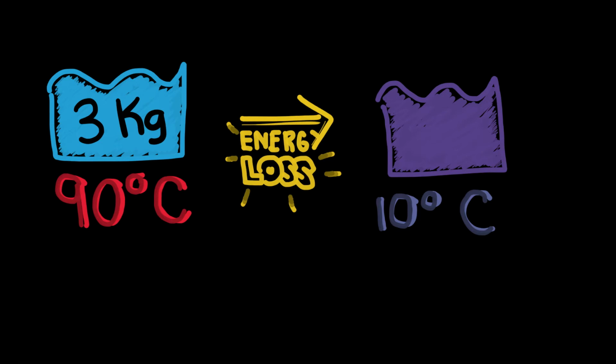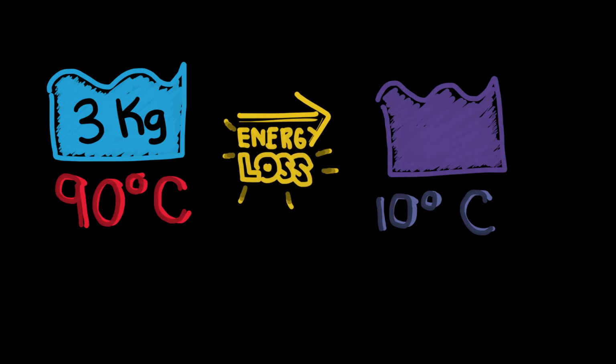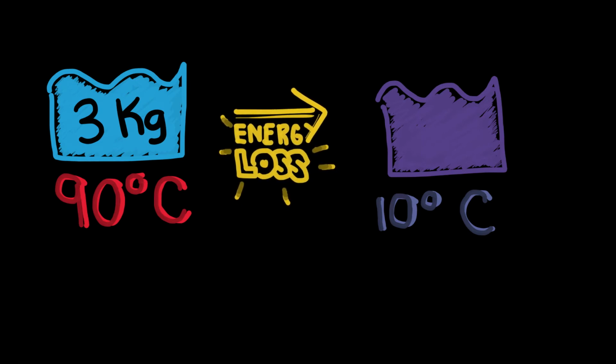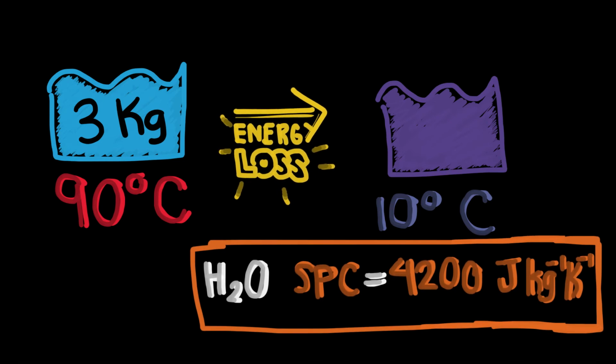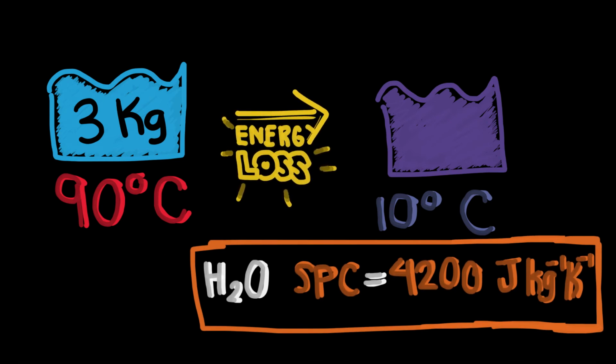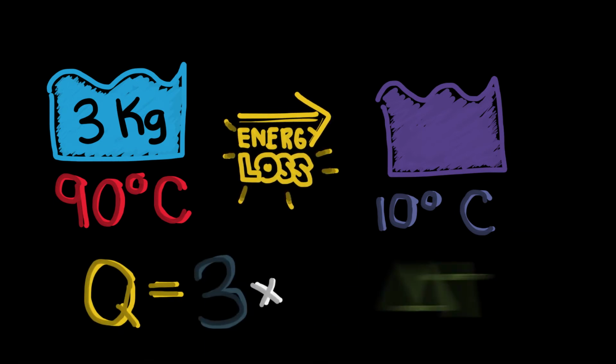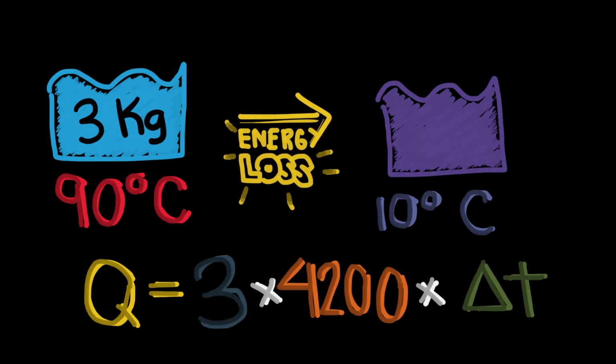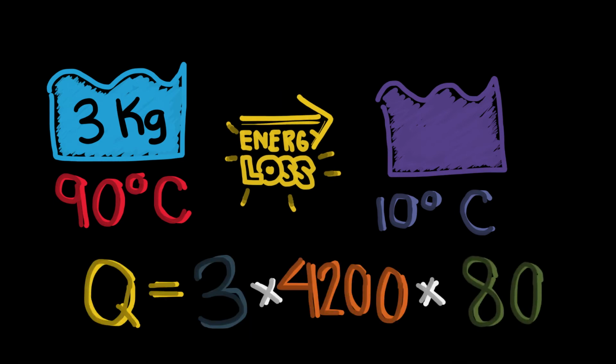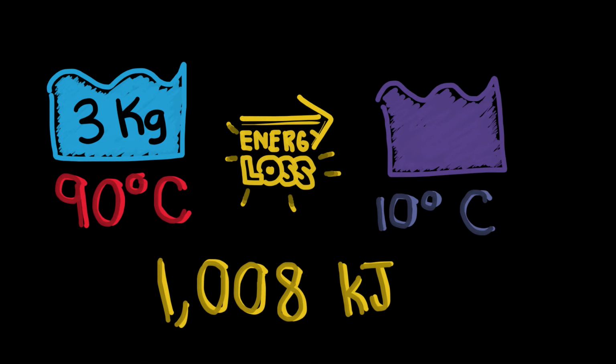Now for some examples. We have 3 kilograms of water that starts off at 90 degrees Celsius and cools down to 10 degrees Celsius. How much energy or heat was released? First, know that the specific heat capacity of water is 4,200 joules per kilogram per degree Celsius. Take the first formula, energy or heat, is mass, 3 kilos, times specific heat capacity, 4,200, times the change in temperature. As previously explained, this change in temperature is the same regardless of whether it is in Celsius or Kelvin. So this is 90 minus 10, or 80 degrees. Multiply it out, and we get 1,008,000, or 1,008 kilojoules.